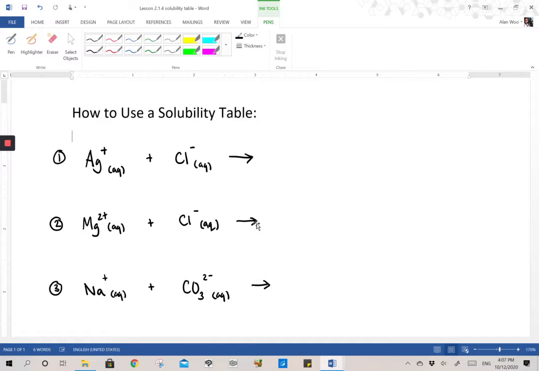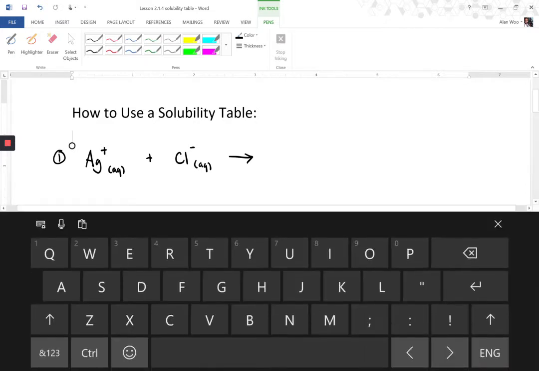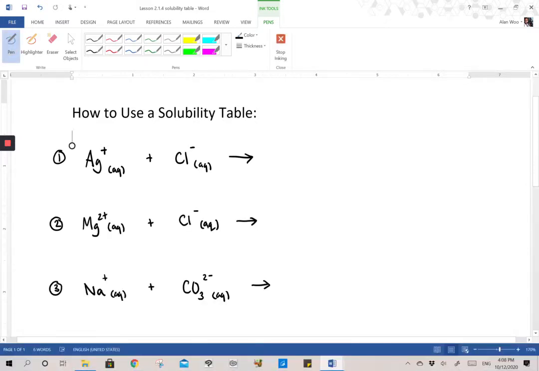So in this case here, let's start with the very first set. We have Ag+, okay, which is silver, and Cl-, which is chlorine. So if we were to add silver ions with chlorine ions, the type of substance that's going to form is obviously AgCl, okay, or silver chloride.